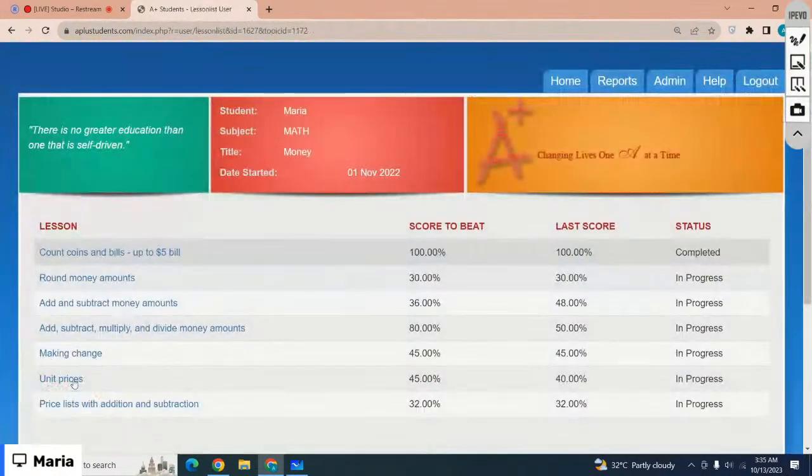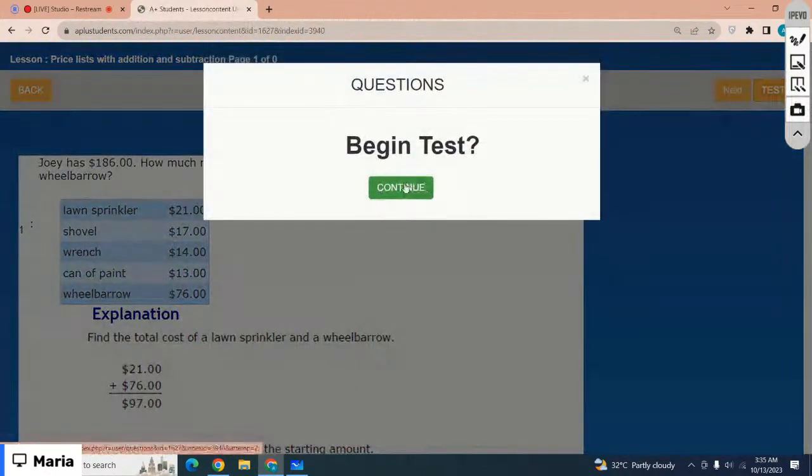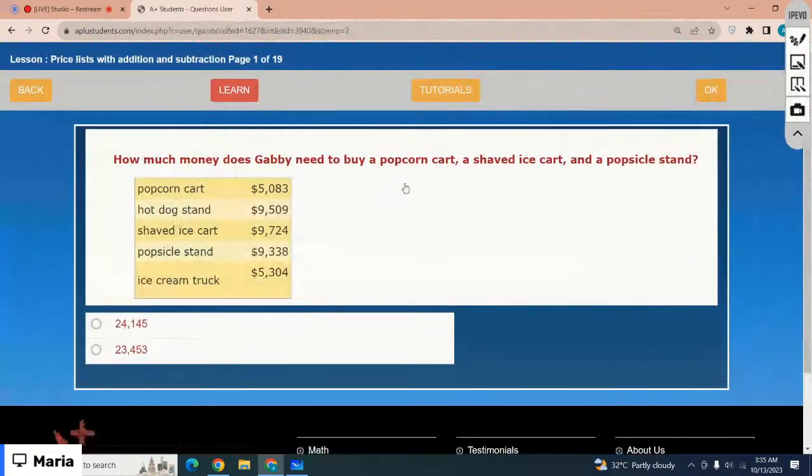The next one is price list with addition and subtraction. Let's just start with the next lesson. So we are given the price list. We have to calculate the prices from the price list. The first one is: how much money does Gabby need to buy a popcorn cart, a shaved ice cart, and a popsicle stand? So you are given the price list.